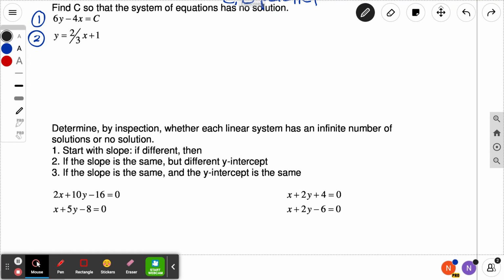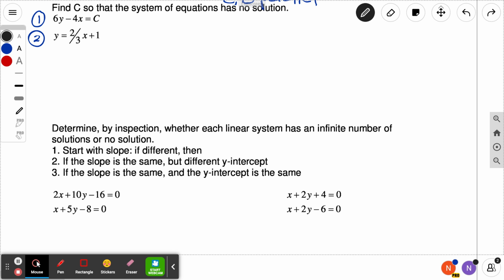For this example, we want to find a value for c so that the system of equations below has no solution. So we have two equations, and we notice the first equation has a capital C. That's going to be some number we can put in there that would give the system no solution. Our easiest way to check if we have a solution or not is to compare our slopes and our y-intercepts.